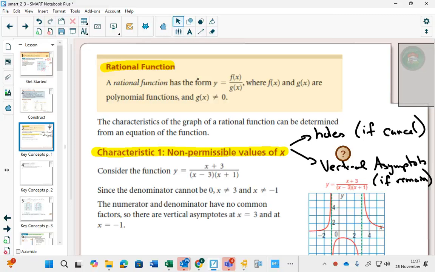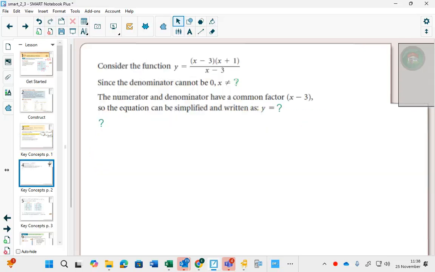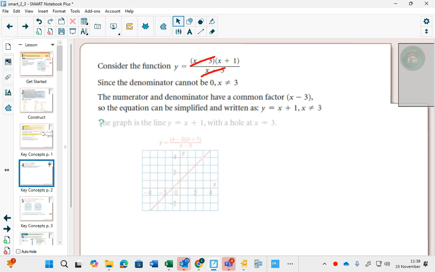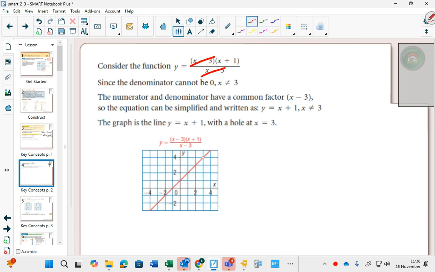So in this example, the x minus 3 and the x plus 1, the only way that those factors would simplify or cancel out is if there was something identical in your numerator. There isn't, so they become vertical asymptotes. In the second example in your notes, you have a factor that's identical, so you could rewrite this equation as x plus 1. This means you have a hole in your graph.